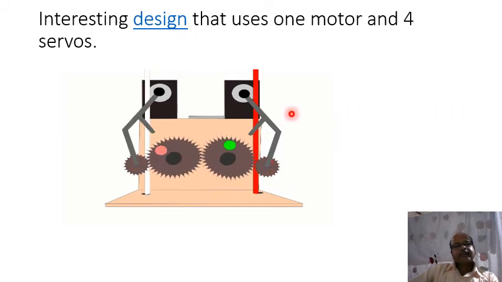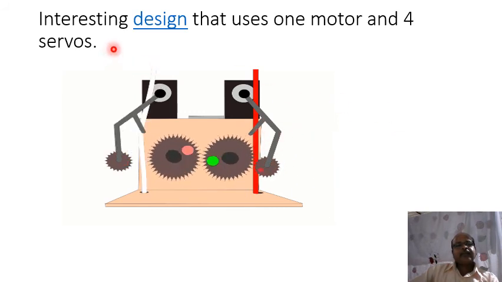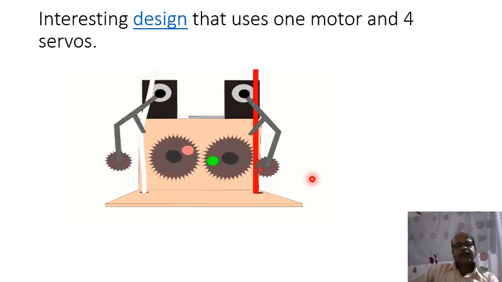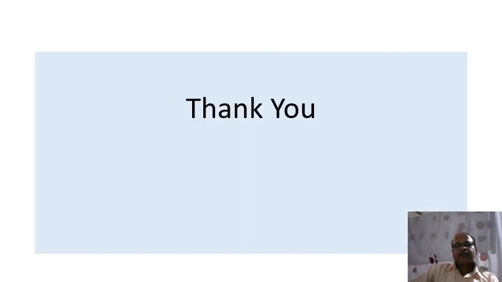Then next, this is another example where servo motor is used. This animation shows an interesting design that uses one motor and four servos. So as shown in this figure, observe here servo mechanism is used. So in our day-to-day life, this servo motor plays a very important role. So this is a servo mechanism.